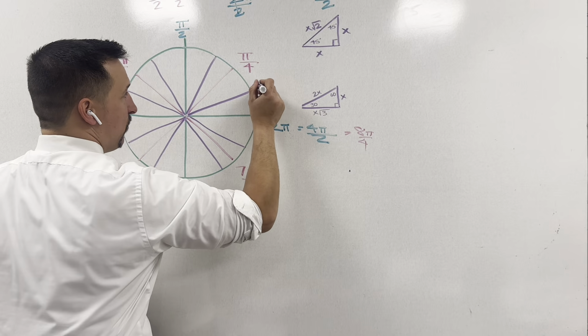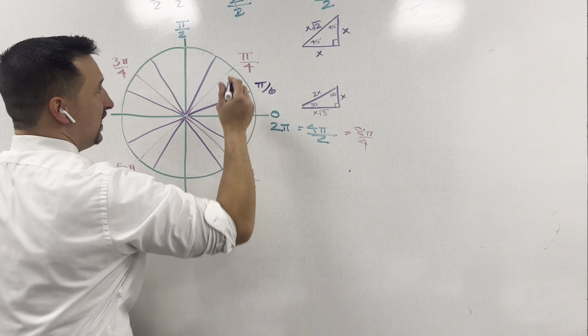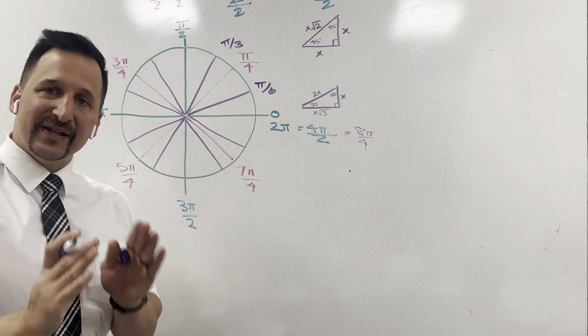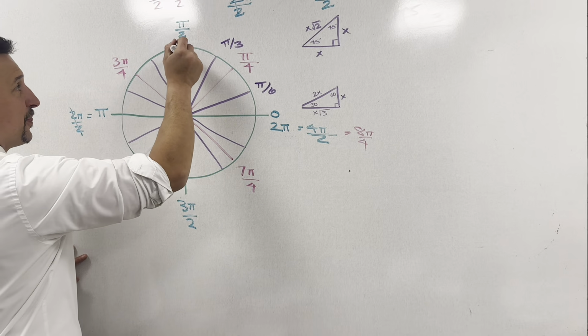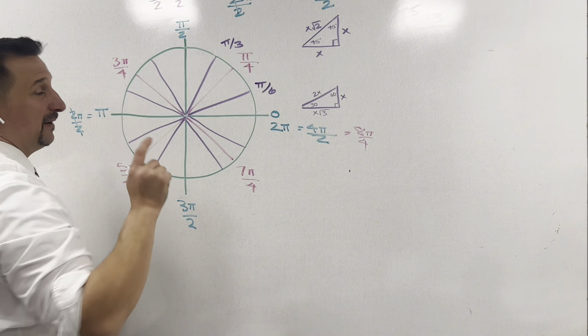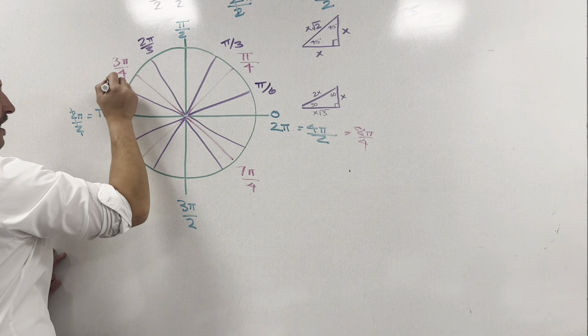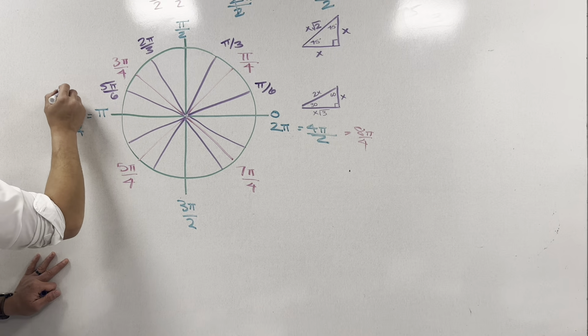So this is going to be 1 pi over 6, and this is going to be 2 pi over 6. If we reduce that, we're going to do pi over 3. This is 3 pi over 6, right? Pi over 2 is the same thing. So this is 4 pi over 6. This is 5 pi over 6. Right? This is 6 pi over 6, again, still just pi.